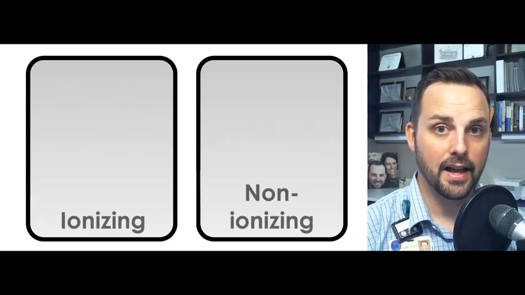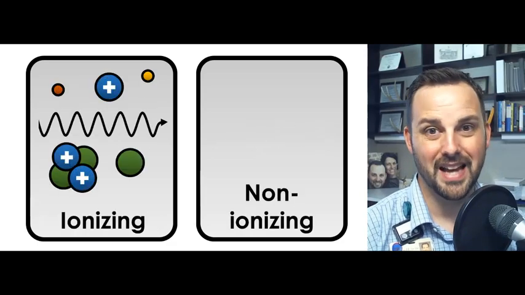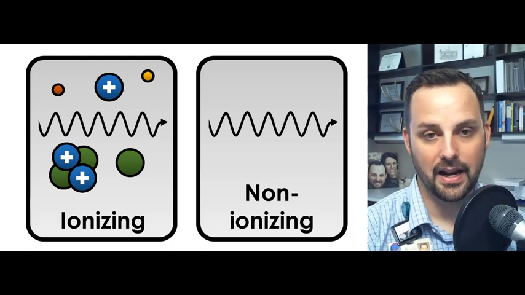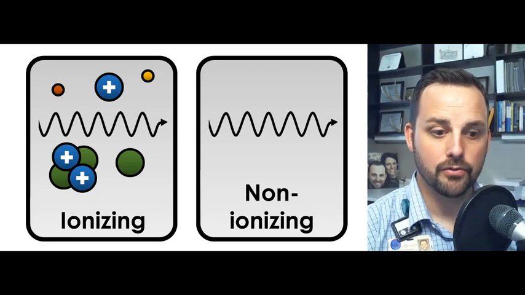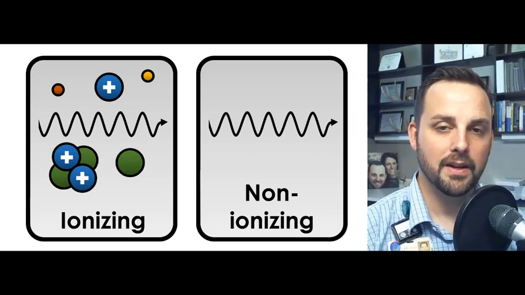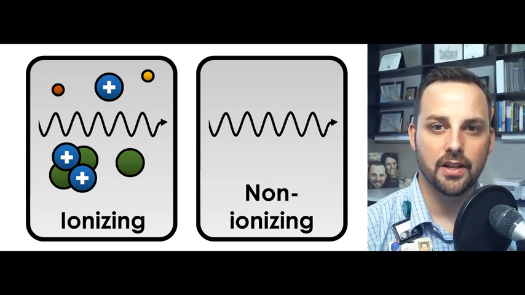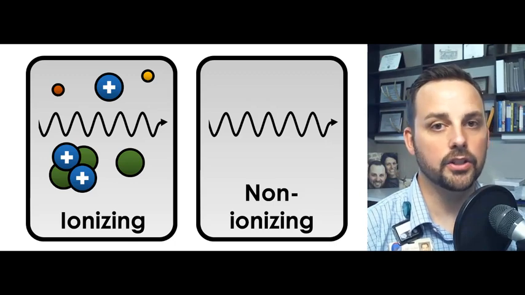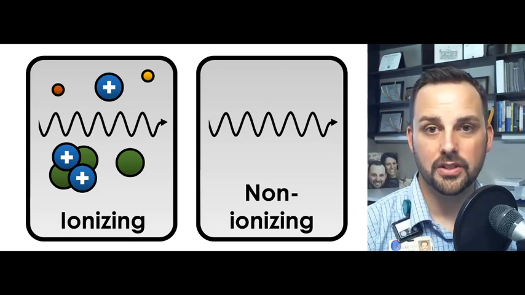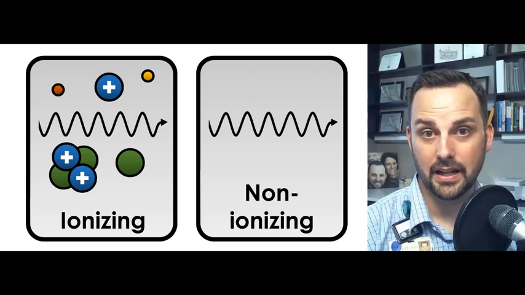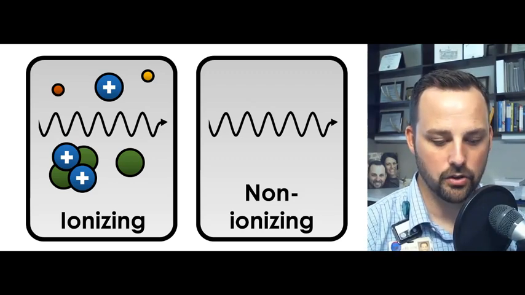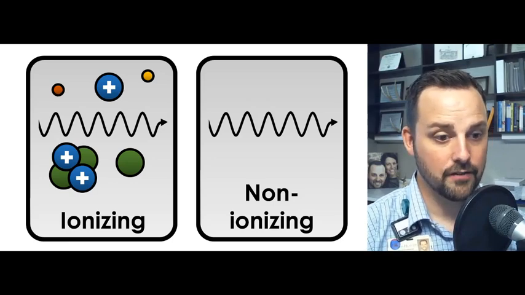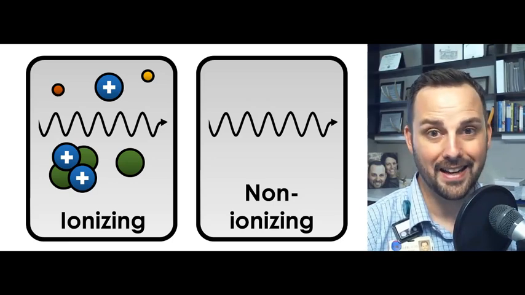Another way that we can classify radiation is as ionizing or non-ionizing. This categorization is actually pretty simple. Some types of radiation are ionizing, which means they have enough energy to knock electrons out of their orbit. But then, of course, there are other types of radiation that are non-ionizing. They just don't have enough energy to knock electrons out of their orbit. So we can see several types of radiation are ionizing. Let's look at an example of how that works.